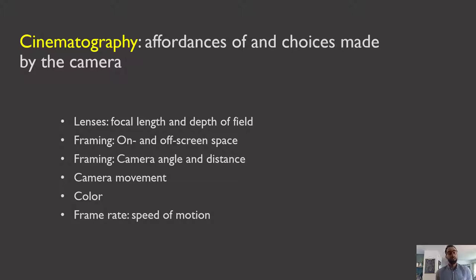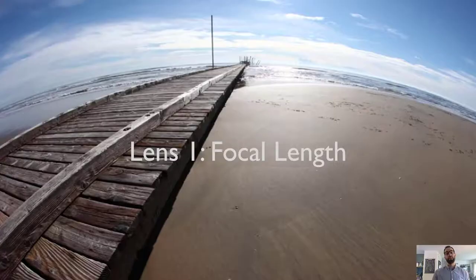If mise-en-scène are the things in front of the camera, the space that is recorded, cinematography entails what you do with the camera itself. In this particular week, we're going to focus on lenses, focal length and depth of field, framing, including the concepts of on and off screen space, and framing, including things like camera angle and distance. In this lesson, we're only going to do focal length and depth of field.